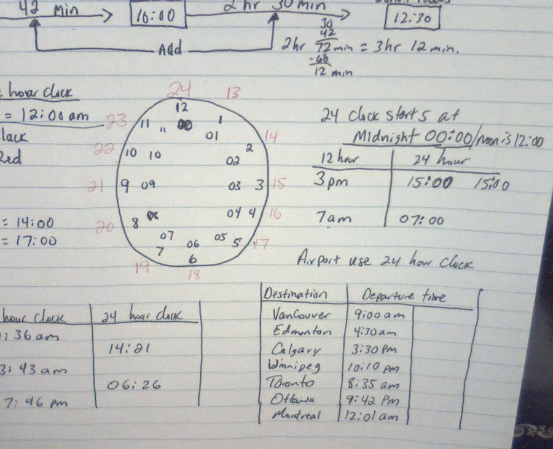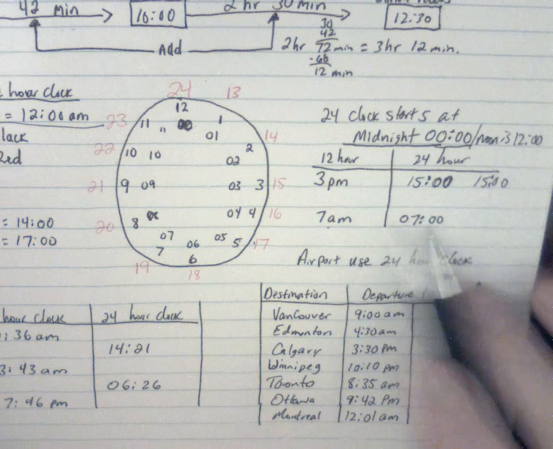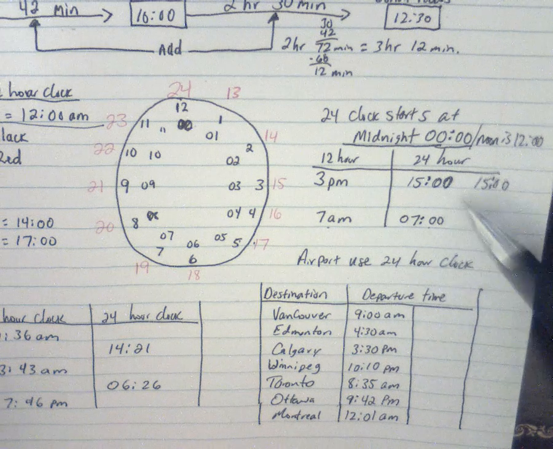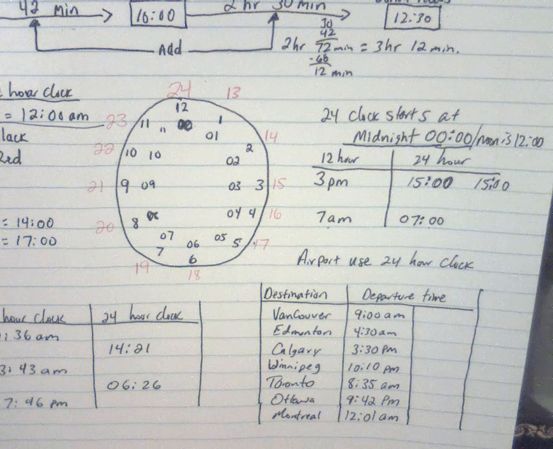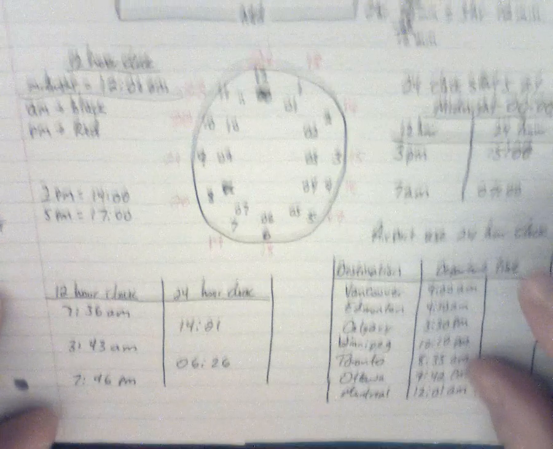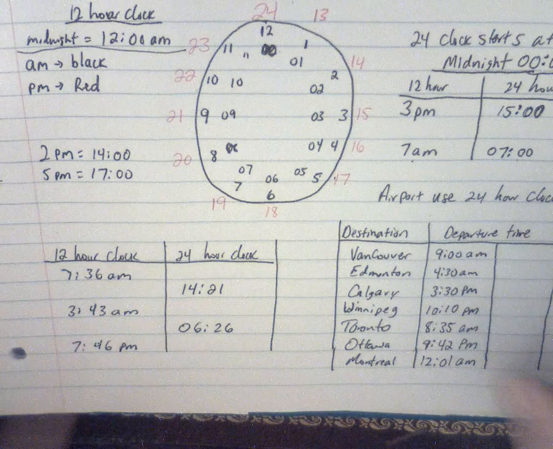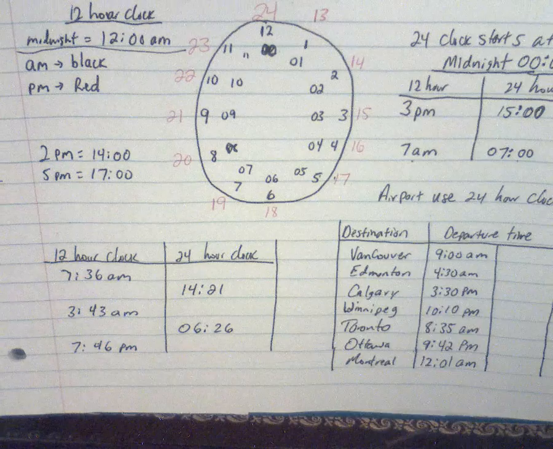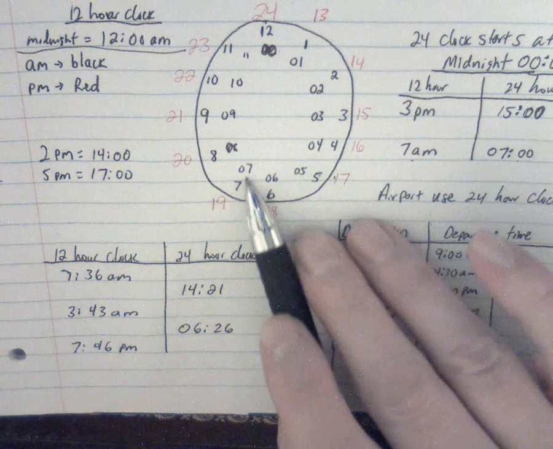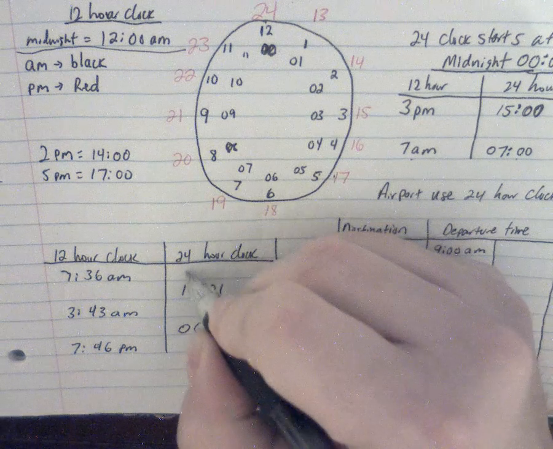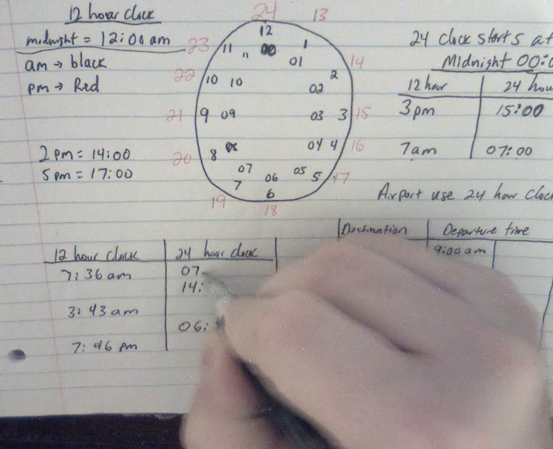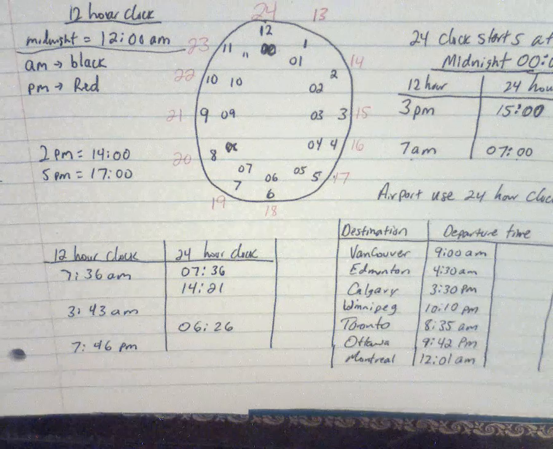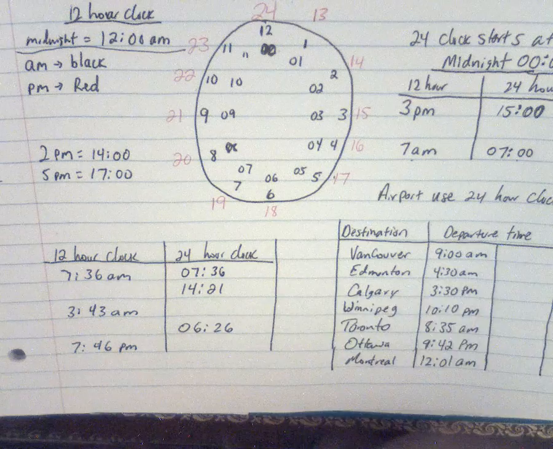7 a.m. That's it. So a.m. is just written pretty much the same. p.m. is when you have to add 12. Okay? So let's take a look at some other examples. 12-hour clock. So you have 7:36 a.m. Well, take a look at our clock. 07:36. That's it.